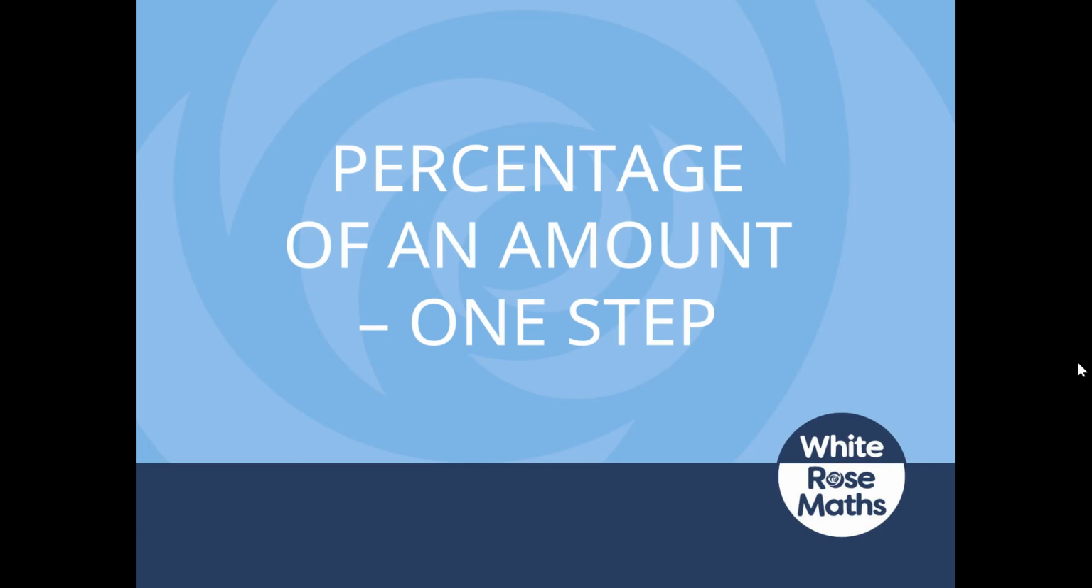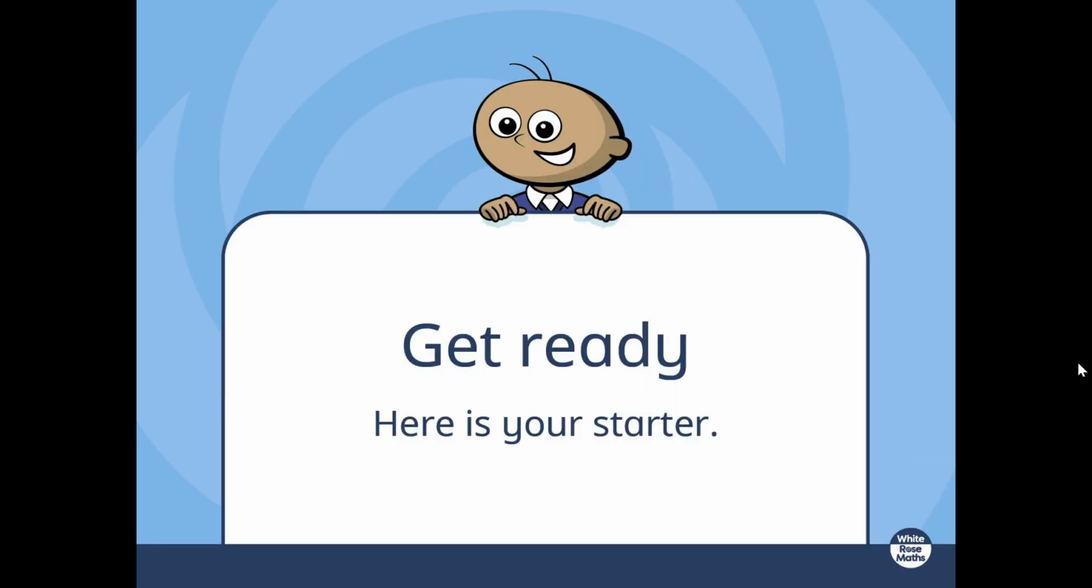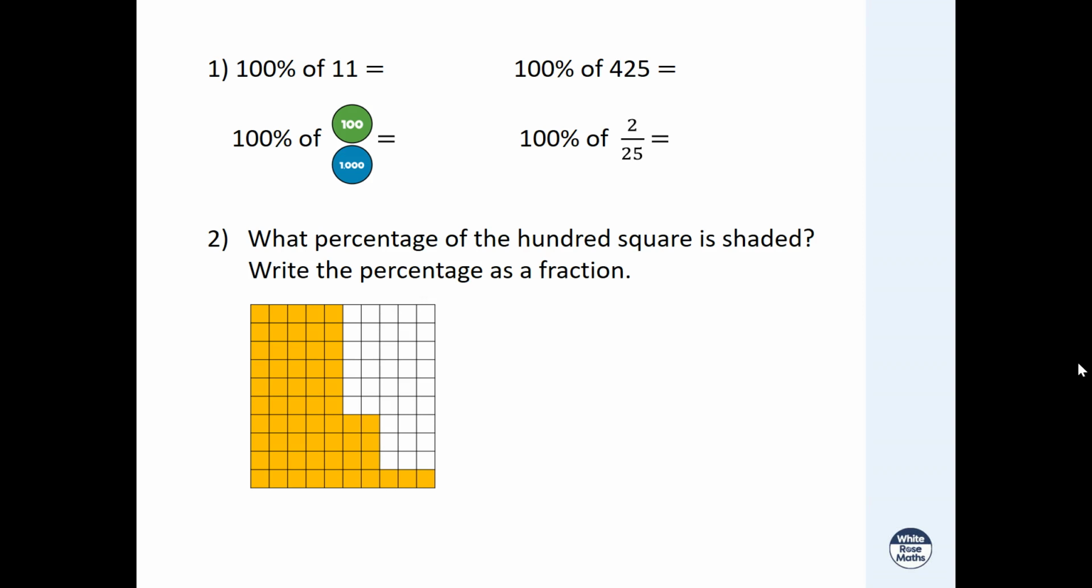We are just going to be having a little look at percentages of amounts. So I'm going to give you a little bit of a starter. We have got 100% of 11, 100% of 10 thousandths, 100% of 425 and 100% of 225ths. So we know that 100% of 11 is 11. 100% of 10 thousandths is 10 thousandths. 100% of 425 is 425. And 100% of 225ths is 225ths.